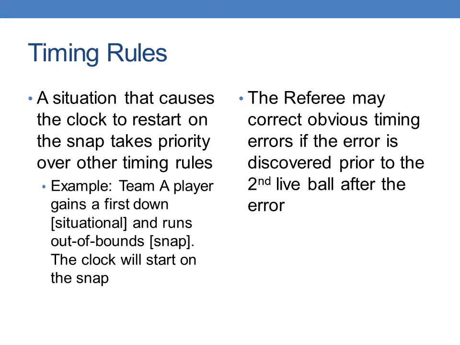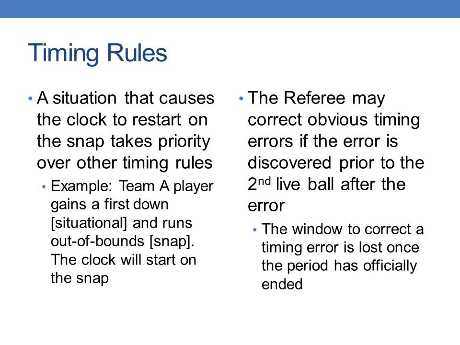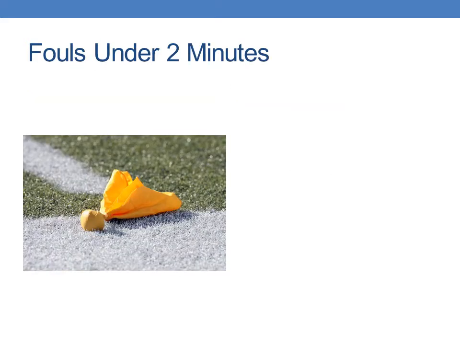Note also that this window closes at the end of the period once we have acknowledged that the period is officially over. So even though we may not have had a live ball that follows that error, if we screw up and we then declare that the period is over, we can't go back and correct it. So it's imperative, referees, at the end of quarters, that we check to ensure that we have no potential for timing errors before we go ahead and declare that the period has in fact ended.